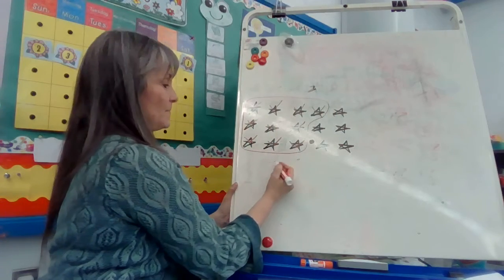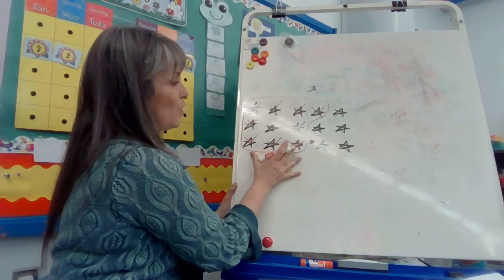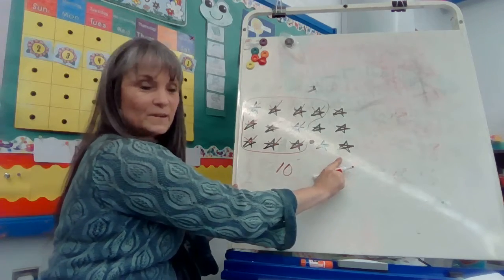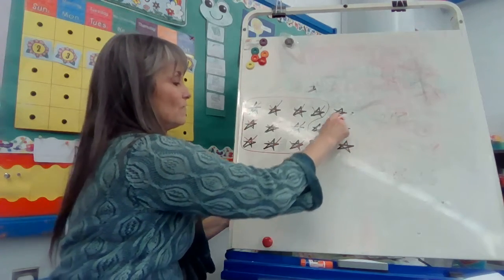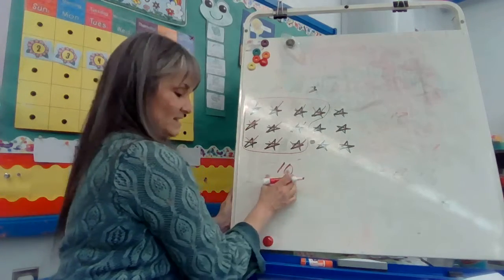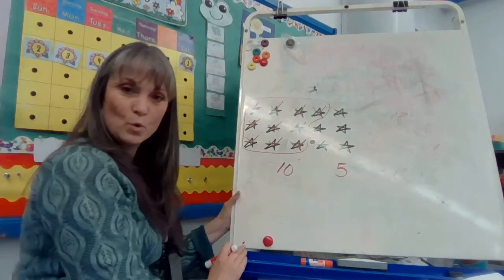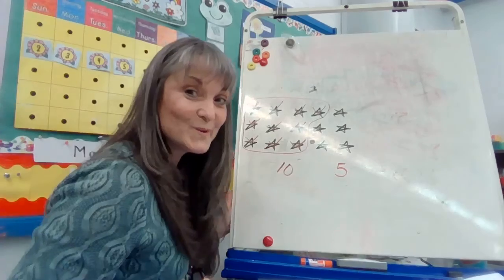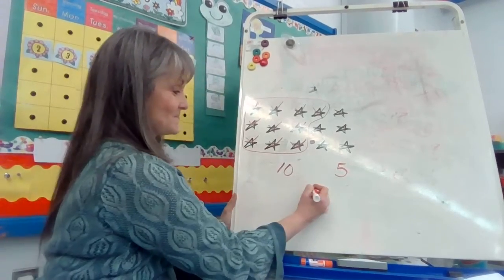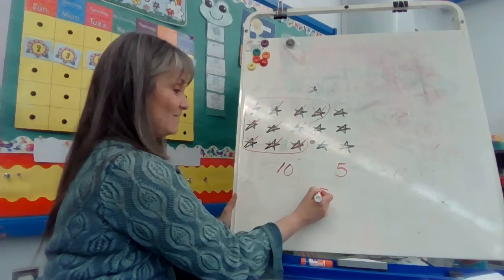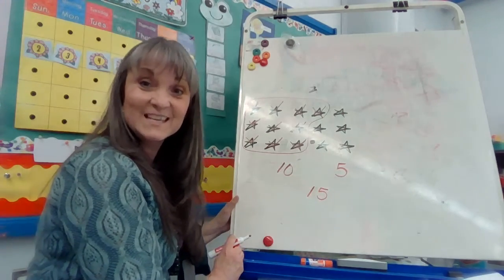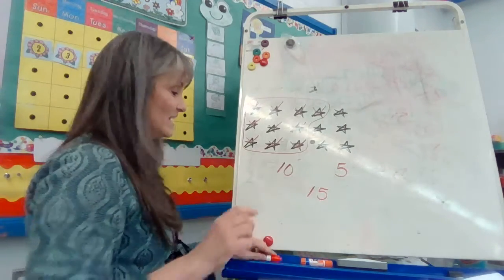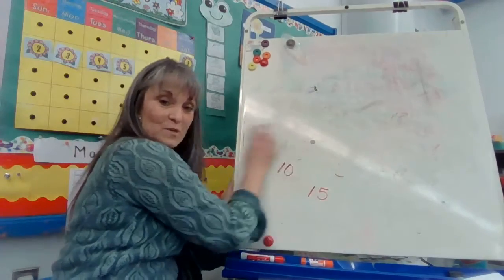I have, it's like 10 ones. It's one group of 10. I have 10 here. And how many do I have left? 5. I have 10 ones and 5 more. 10 and 5 more. Do you know what that makes? One group of 10 and 5 more. 15, right. A group of 10 and 5 more is 15. Nicely done.